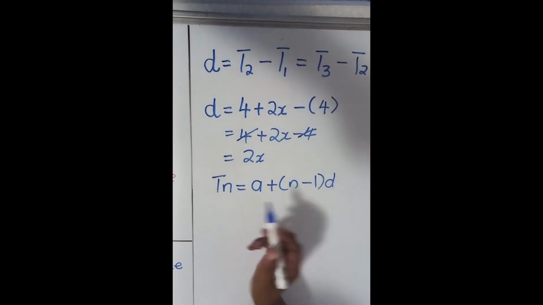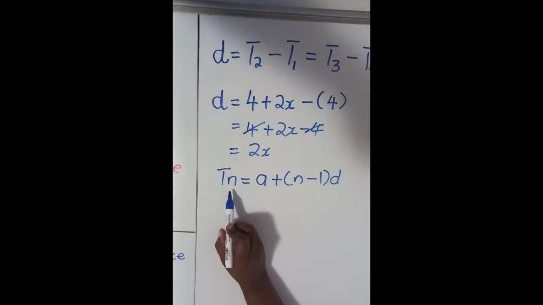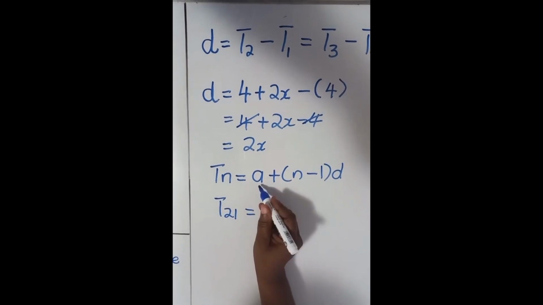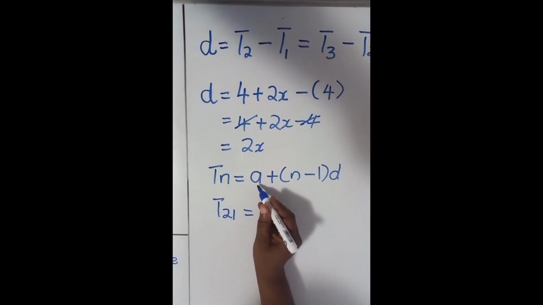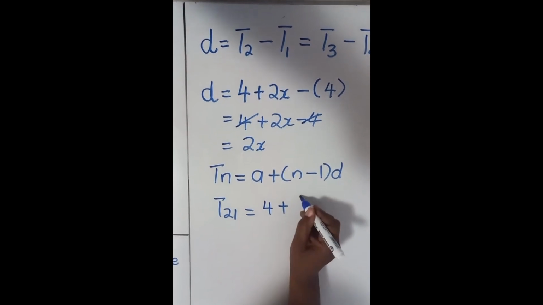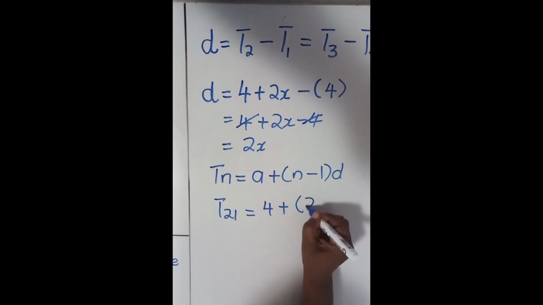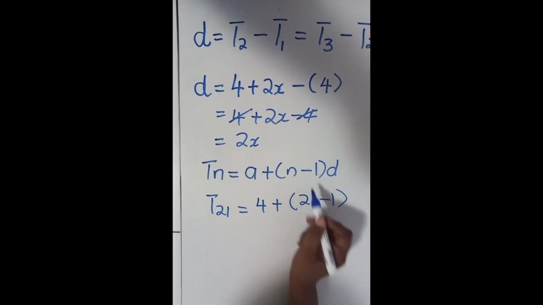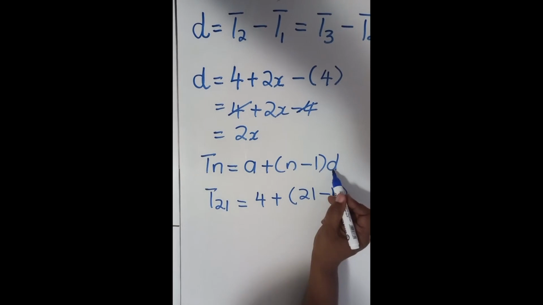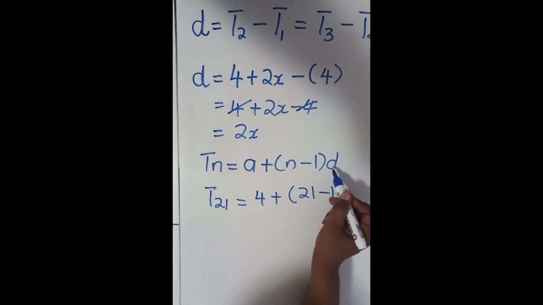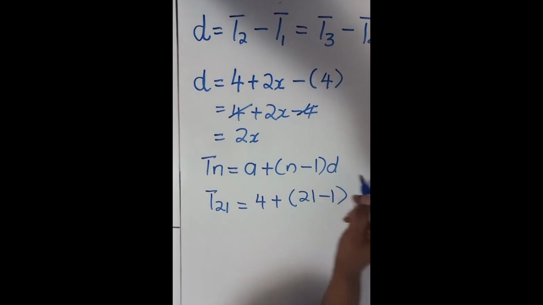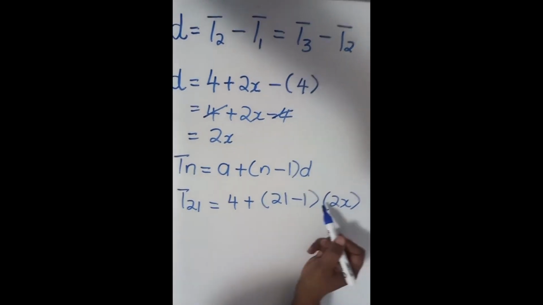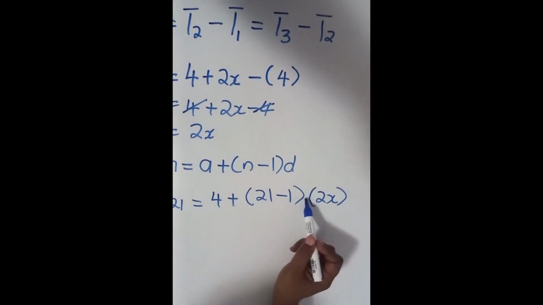Now, which term did they want us to do? They want us to do term 21. So T21 is equal to my first term. Always the first term is your a. My first term is 4 plus my n, how many terms? 21 minus 1. This minus 1 comes with the formula. And then d, you have to calculate d before you come to the formula. We have done that already. That's your 2x. Also, very important, always put this in brackets. Because if it was negative, then you write a negative without brackets, you make it a term.